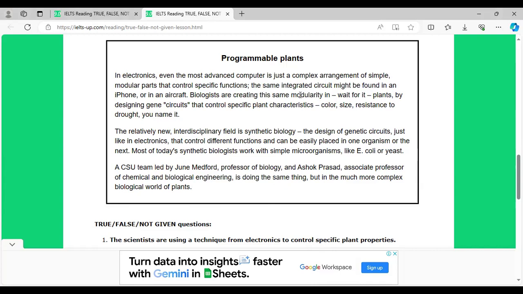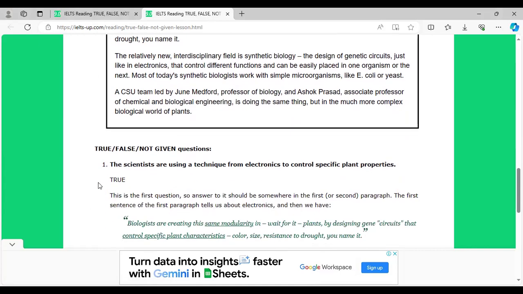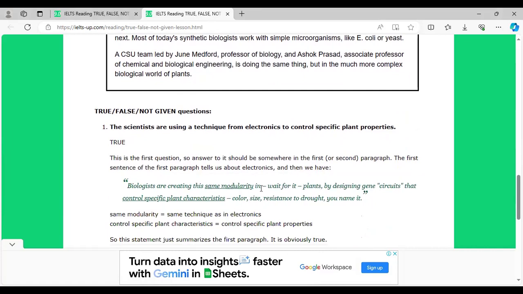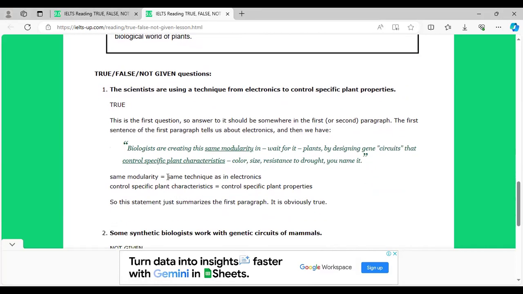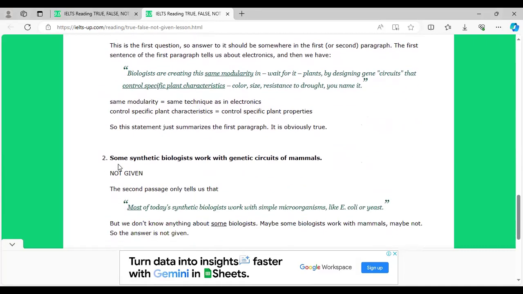Biologists are creating the same modularity. Same modularity here refers to electronic circuits or the technique from electronics in this case. Therefore, this is true. So biologists are creating the same modularity by designing gene circuits that control specific characteristics. So same modularity refers to the same technique as in electronics. Control specific plant characteristics refers to control specific plant properties. Then we have another statement.